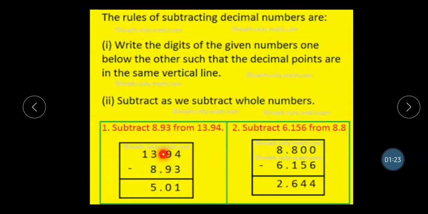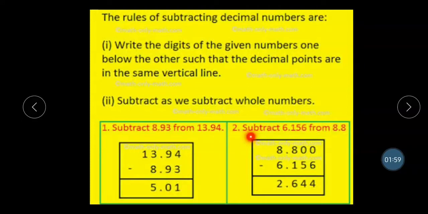8 cannot be subtracted from 3. So we will borrow from 1. So 3 will become 13. 13 minus 8, we will get 5. As we have borrowed, 1 will become 0. Here if you want to write 0, it's okay. If you don't write, it's okay. So what will be our final answer? 5.01. So after subtracting 8.93 from 13.94, we get 5.01.